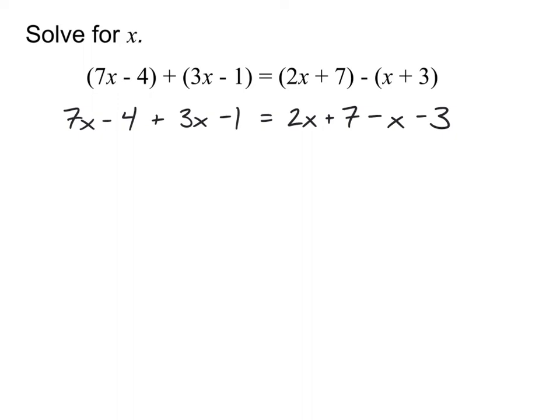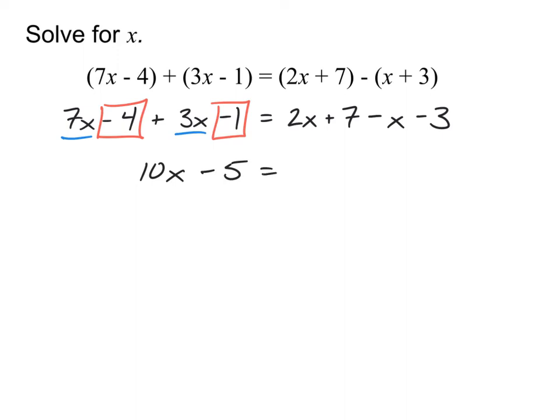All right, having done that, I now am going to go ahead and combine like terms on both sides. So on the left side, the 7x and the 3x are going to combine. So they become a 10x. And then our minus 4 and our minus 1 combine. So I have negative 4 minus 1, which is negative 5.